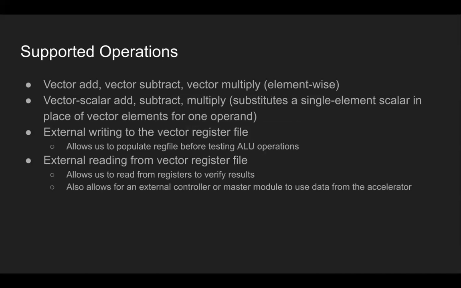So these are the supported operations for our vector accelerator. First, we support vector add, subtract, and multiply as element wise. And we also support vector scalar add, subtract, and multiply, which is basically just using one scalar and one vector on the other side. Since this is an accelerator, we support writing to our vector register file, which allows us to feed data to our ALU computation. And it also is able to read from the vector register file, which basically contains all the outputs from our vector computation.